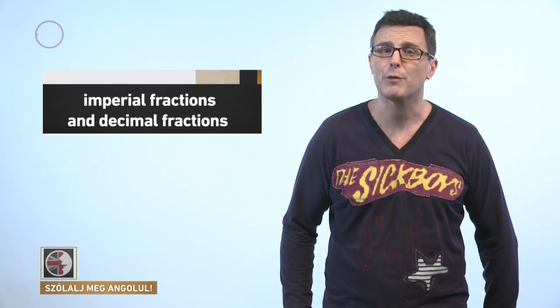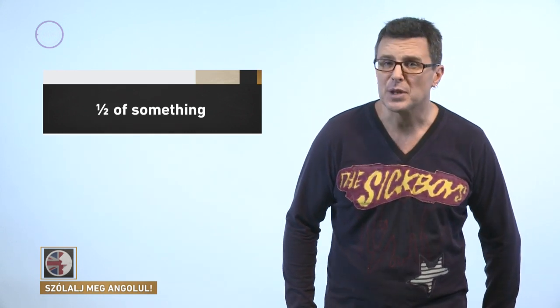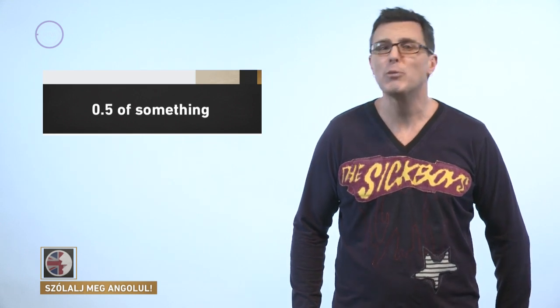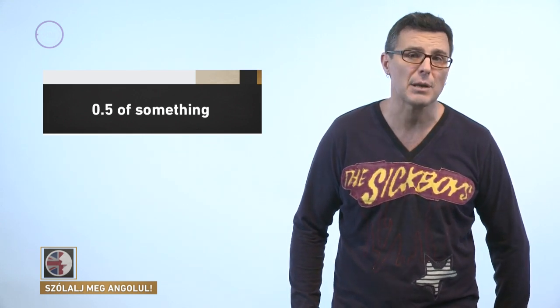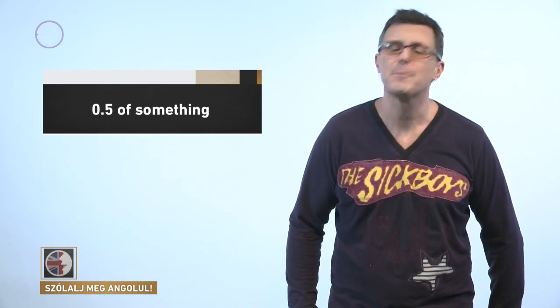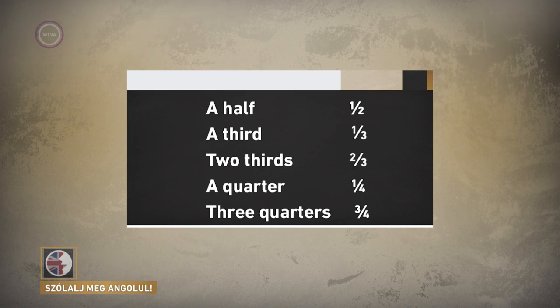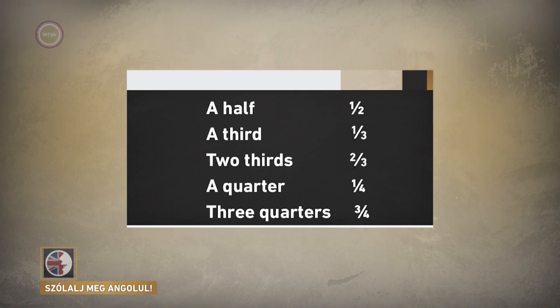Sometimes we use imperial fractions when we talk about a half of something, and sometimes we use decimal fractions when we talk about 0.5 of something. They mean the same, we just write them and say them differently. Okay, now we know lots of different fractions. We use lots of different fractions every day. And the ones we use most are half, a third, 2/3, a quarter, and 3/4. Okay, these are the most common imperial fractions we use.